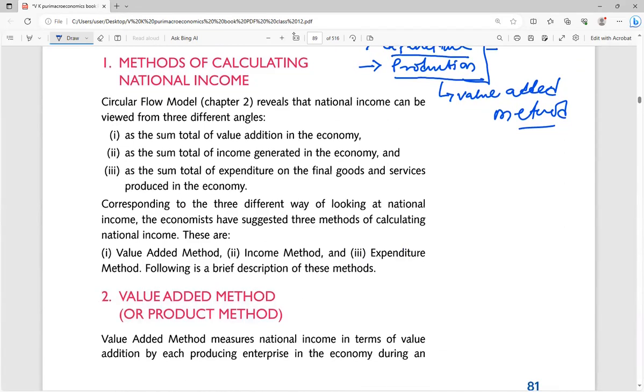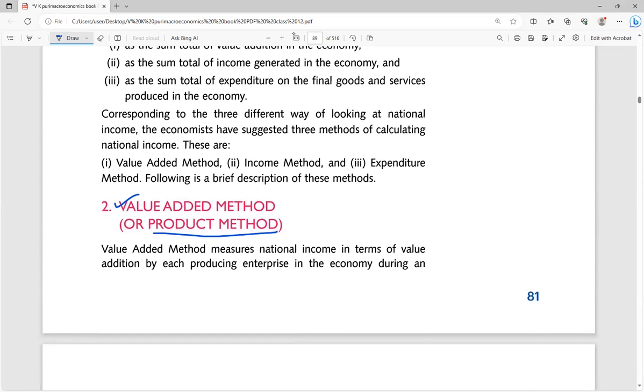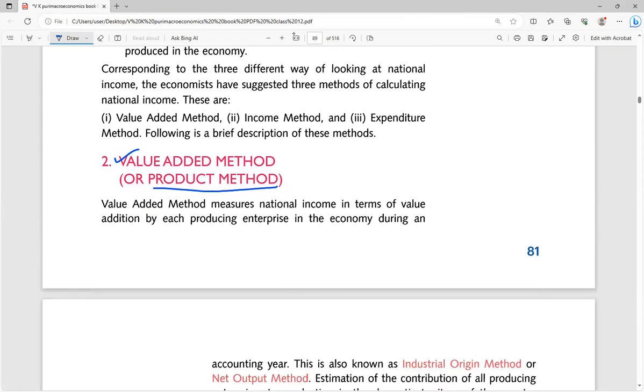Now, see, first is the value added method, otherwise known as the product method also. As per this, national income is indirectly how much goods and services are produced within an economy, within the domestic territory, as well as the income you earn from outside, combinedly known as national income as per the product method. That means goods and services produced. That is the value added method.